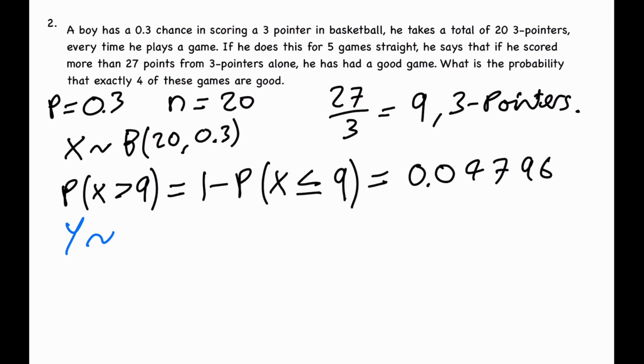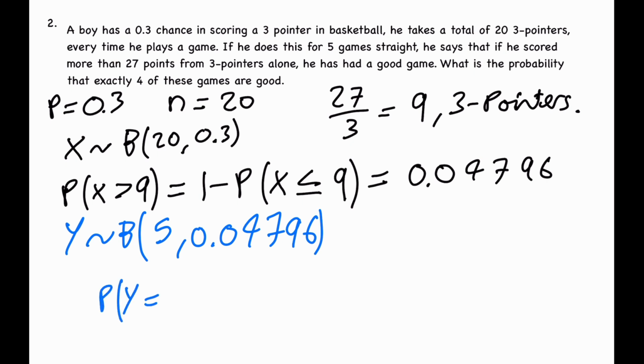So Y follows the binomial distribution, where the number of trials is 5, because he says he does this for 5 games straight. So we'll substitute 5 as n, and for the probability we're just going to use the value that we found before, 0.04796. And they're asking for the probability that exactly 4 of these games are good. So what we're going to do is the probability of Y is equal to 4. I'll show you in the calculator how to find this now.